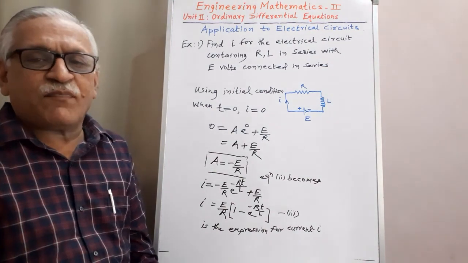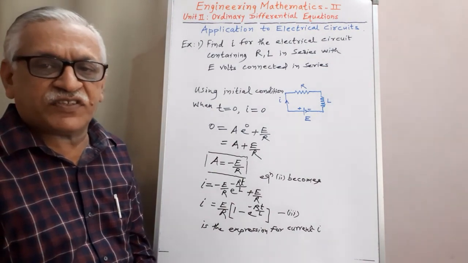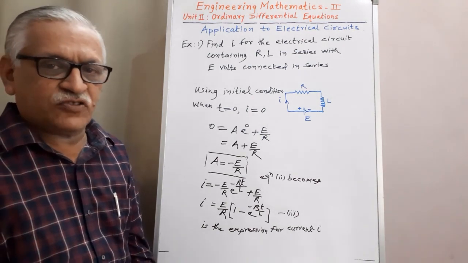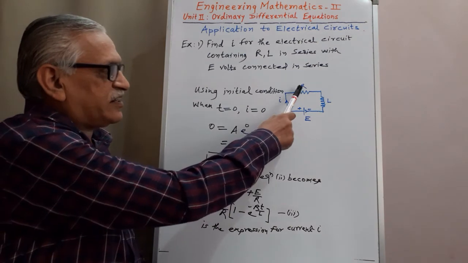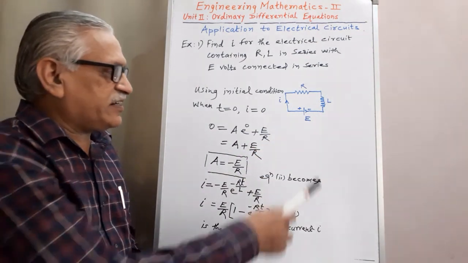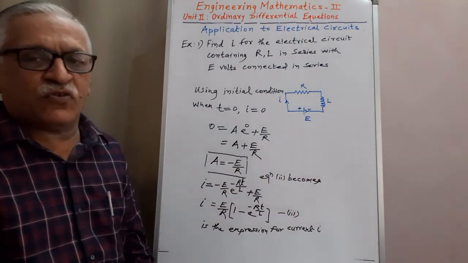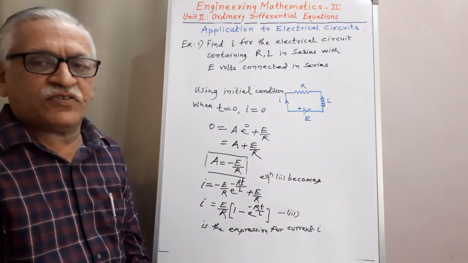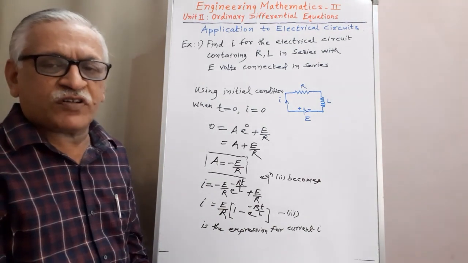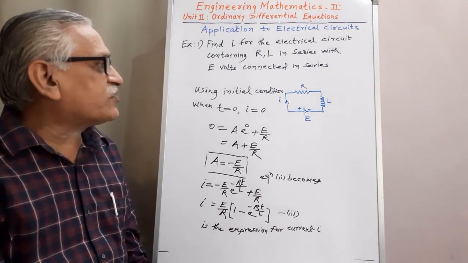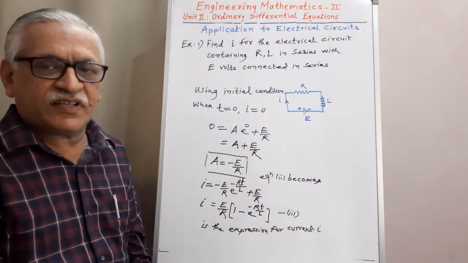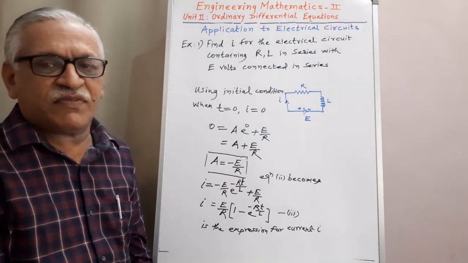Like this, by applying the linear differential equation technique, we can obtain the value of current I through a circuit containing a resistance and inductance connected in series with a battery of E volts. Therefore, remember all the steps. This is an important example as an application of differential equation to electrical circuit. Some more I will discuss in my next video.